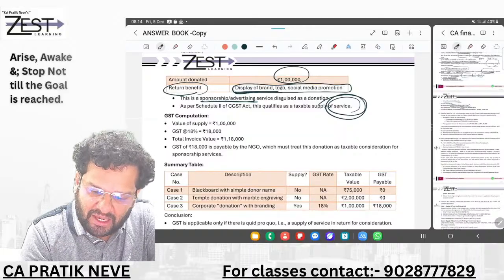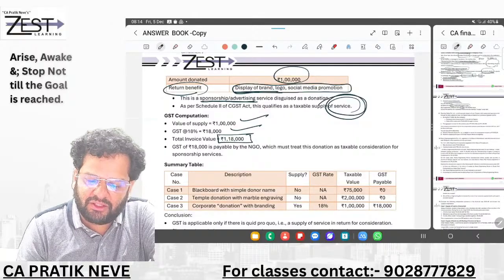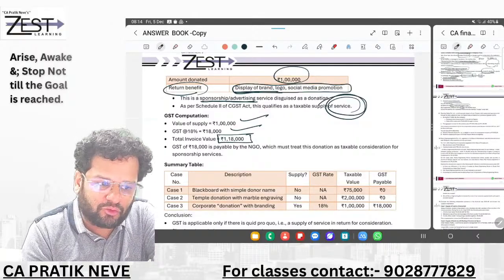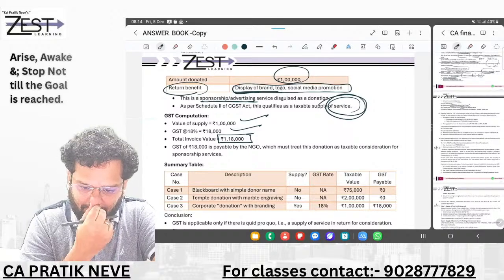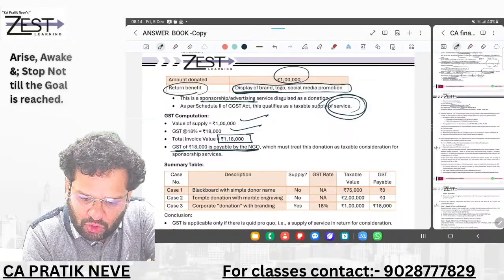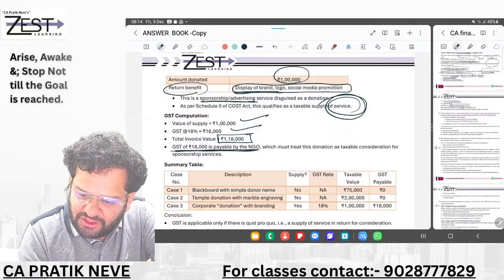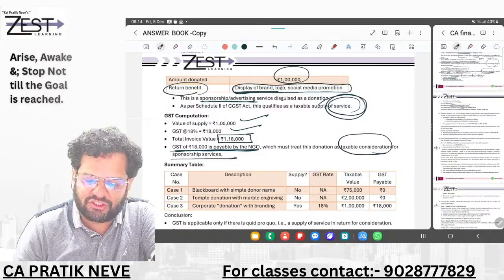Clear? Value of supply is 1 lakh. GST is 18,000. Total invoice value to be given is 1 lakh 18,000. Of course, assuming that 1 lakh was exclusive of GST. Okay. GST of 18,000 is payable by NGO, which must treat this donation as taxable consideration for sponsorship services.